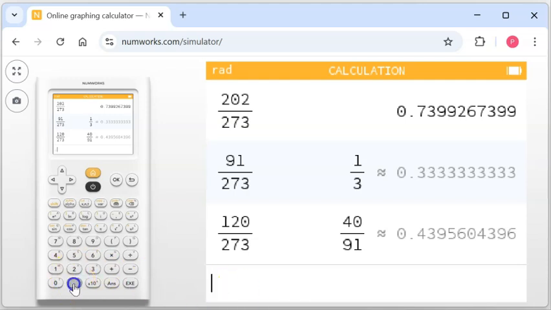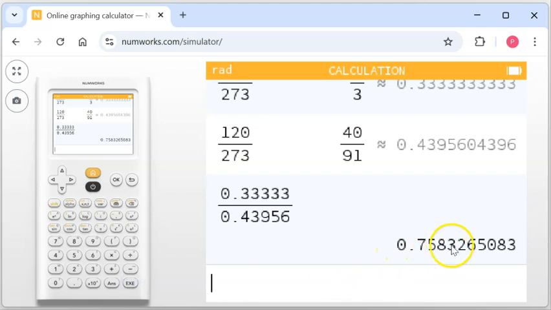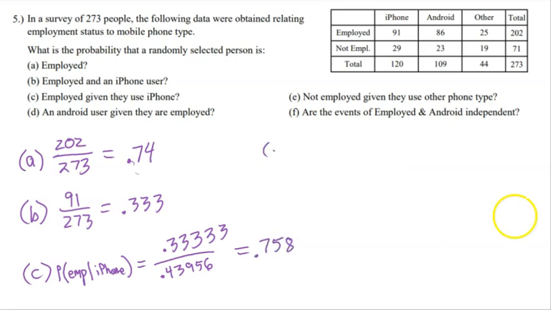So we're going to do 0.33333 divided by 0.43956, and that gives us 0.758. So this one's going to be 0.75. All right, let's try part D now.